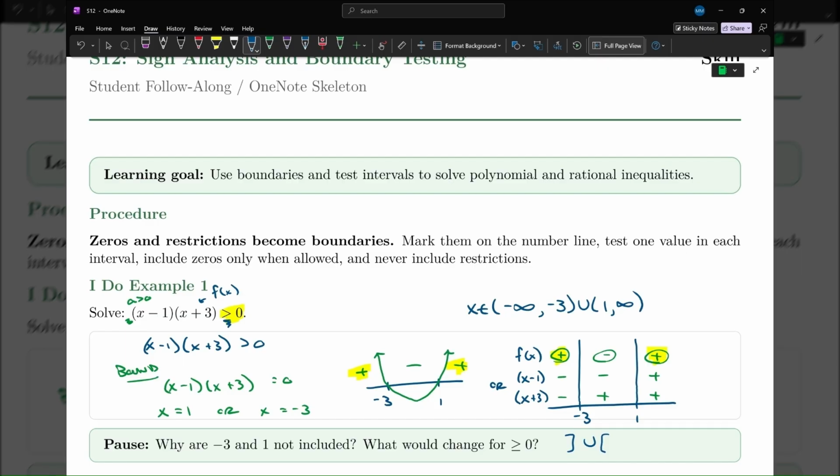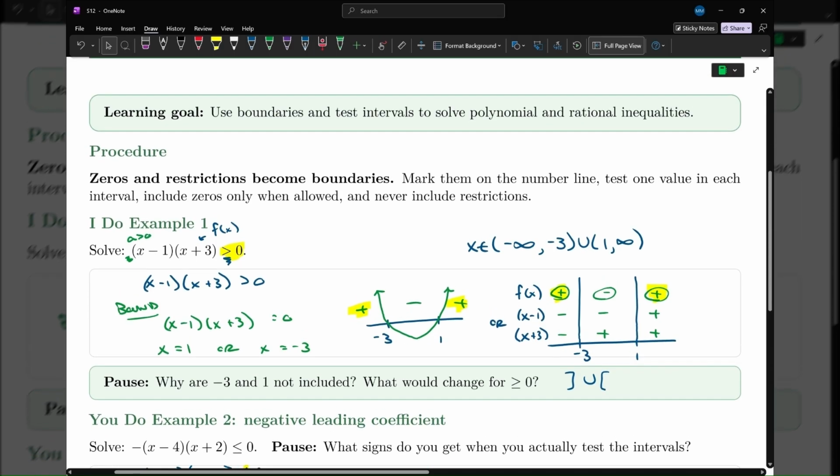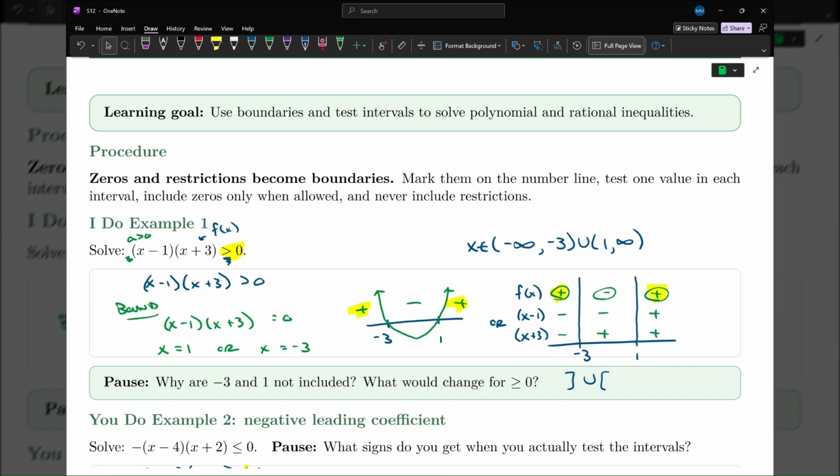Okay, here's one for you. This one has a leading coefficient that's negative. So negative x minus 4 times x plus 2 is less than or equal to 0. Pause the video, give that one a shot, and we'll come back and discuss it.